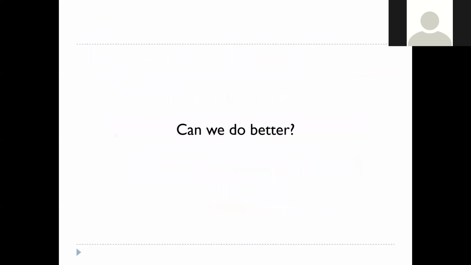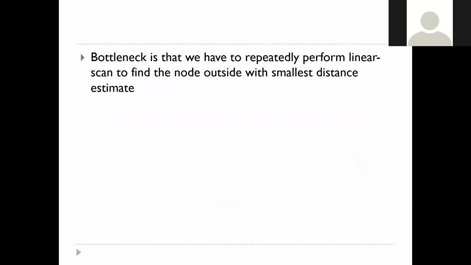So the question is, can we do better? If you think about it, we are repeatedly performing a linear scan to find the outside node with the smallest distance estimate. Every time I'm in a new round, I again scan all the outside nodes and find the smallest. That sounds like we have a lot of redundancy there.